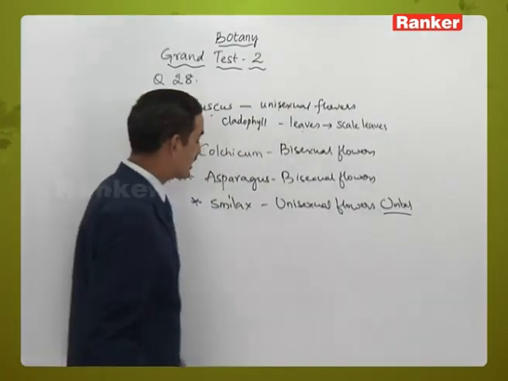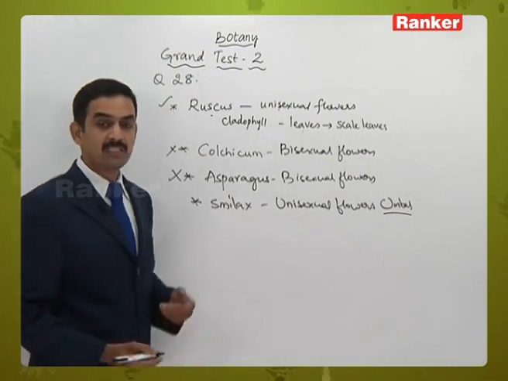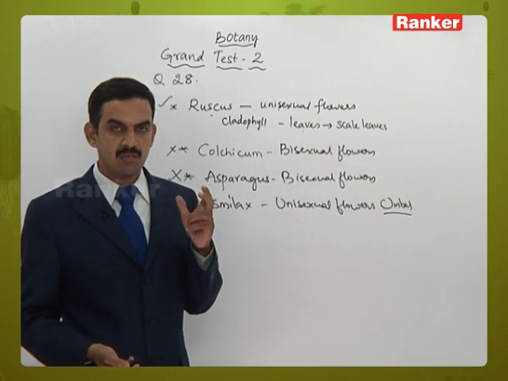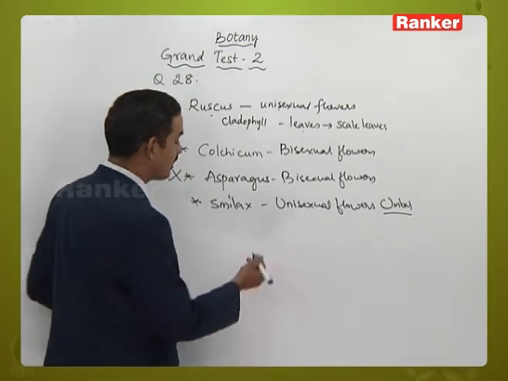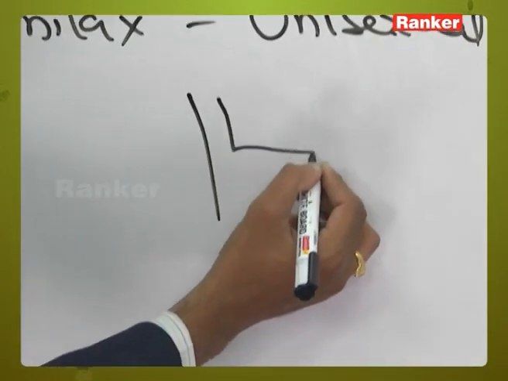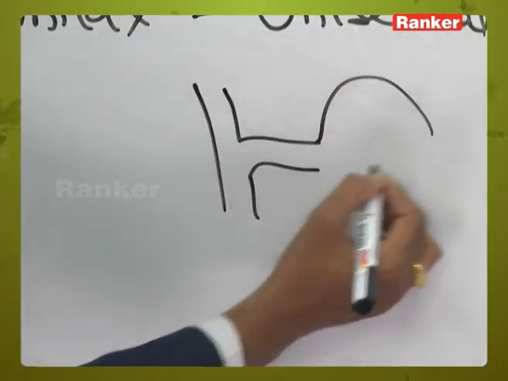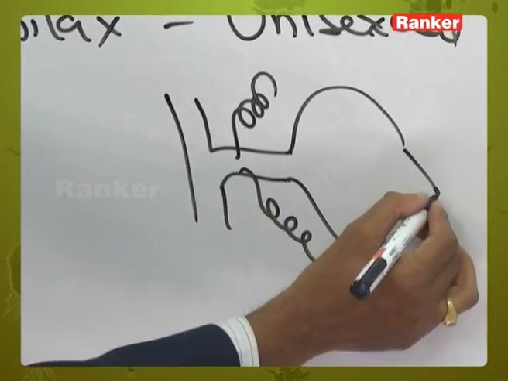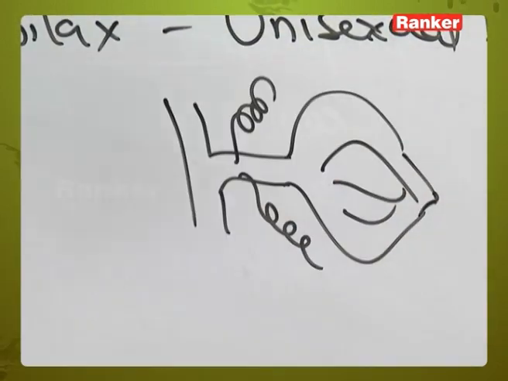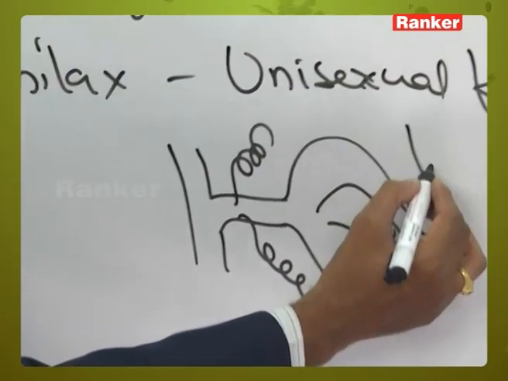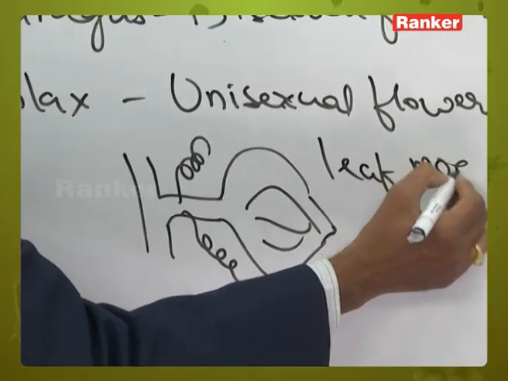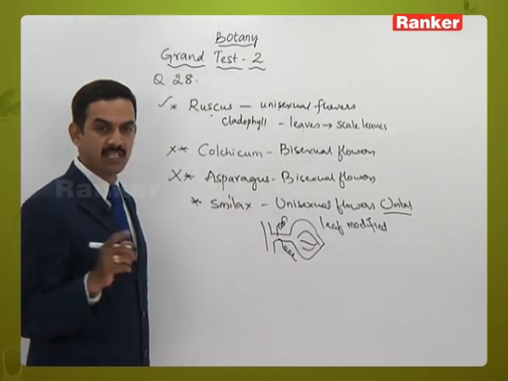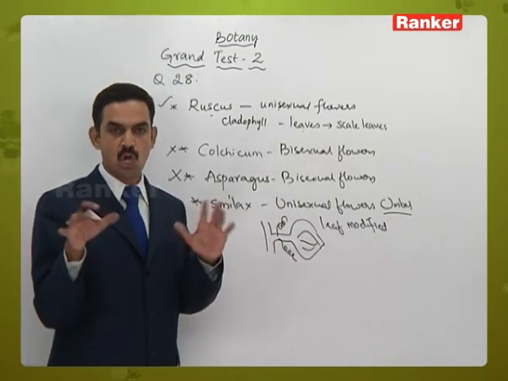Umbel type of inflorescence, and here in Smilax part of the leaf is modified into tendrils like this. So it is showing leaf modification also, that is, part of the leaf shows the modification, that is tendril, right? And these are the 4 plants that are given in all the options.